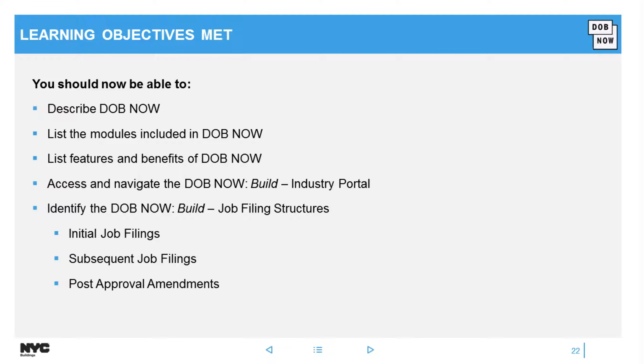So now you should be able to describe what DOB Now is, and the modules included in DOB Now, which are Build, Safety, Inspections, and Licensing. We spoke about the features and benefits. You don't have to come down to DOB anymore. You can see where your job filing is at each step of the way. I logged in and I showed you the dashboard. And we spoke about subsequent filings and PAAs. I will go over the guidelines for that later on as well.